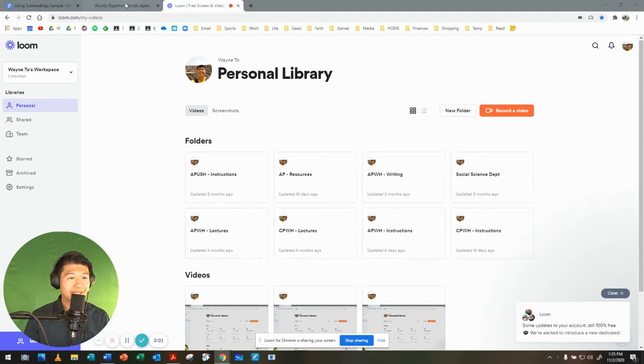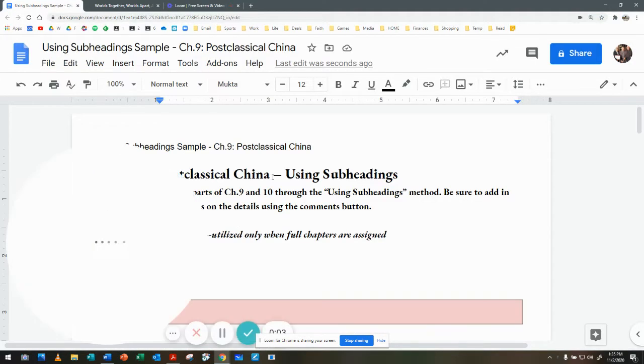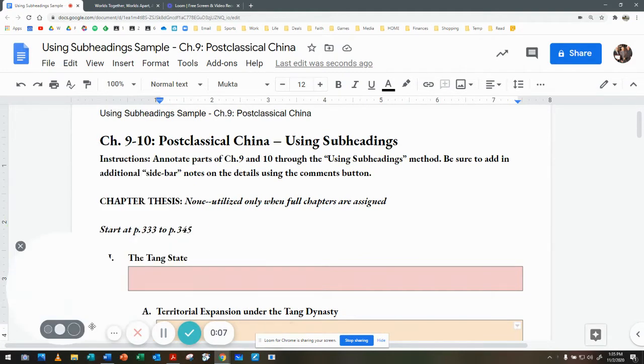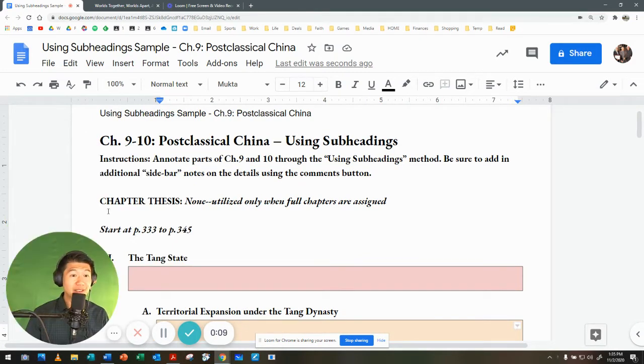All right, today we're going to take a look at an annotation method called the using subheadings method. This particular method will allow us to read a text and write down as little as possible, but try to extract the most important pieces from our reading. That way we're not only writing down less, we're also thinking about the material more.